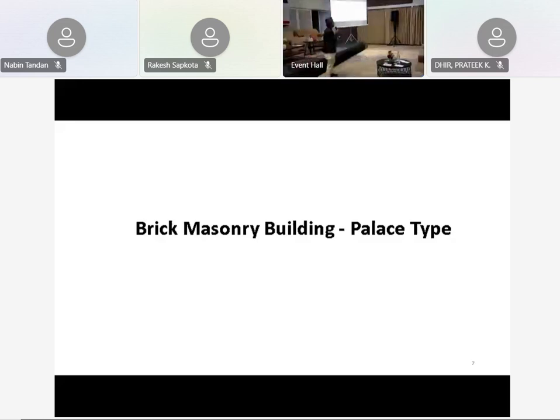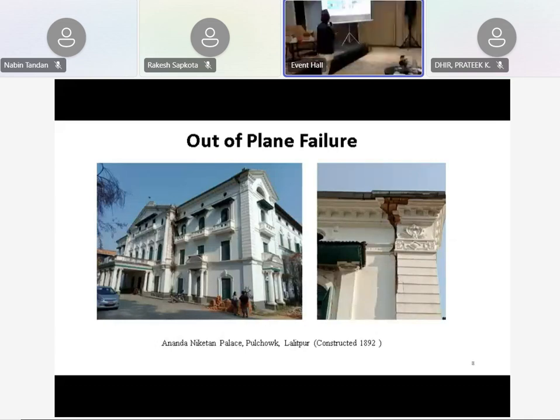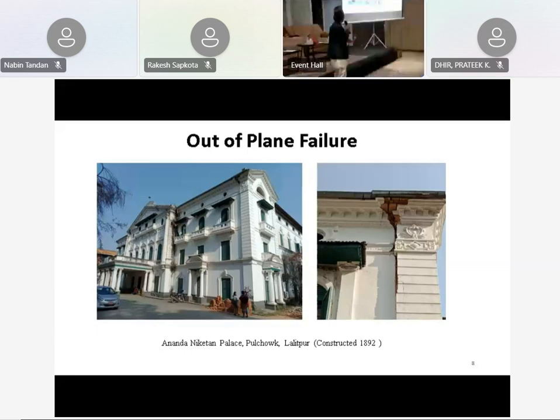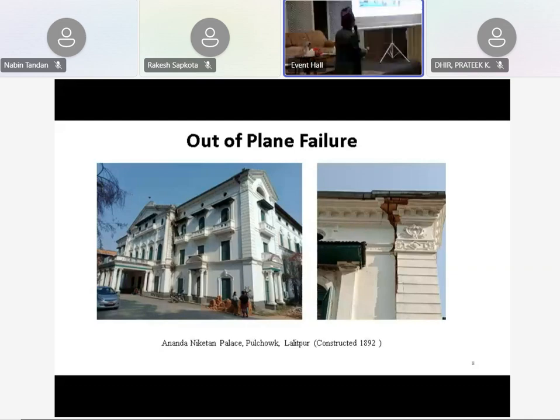Next, please. We can see this is the Pulchowk Campus building, Another Niketan, and here is out of plane failure. In this case, it is the right part of the top. This wall moved in the right direction, and similarly there is another also. Please next.